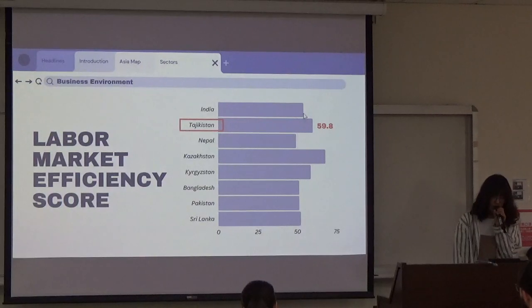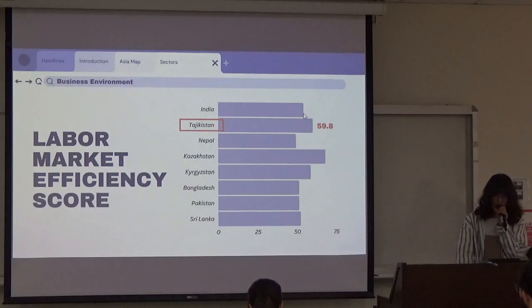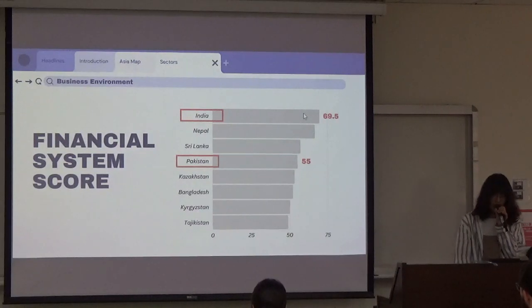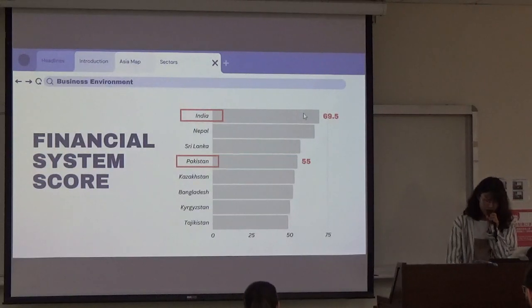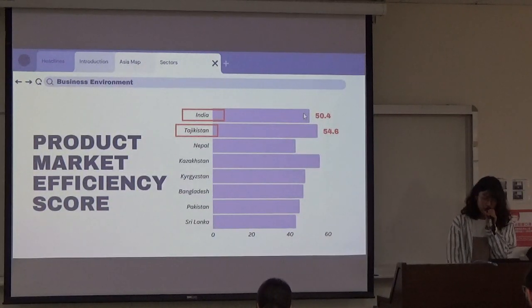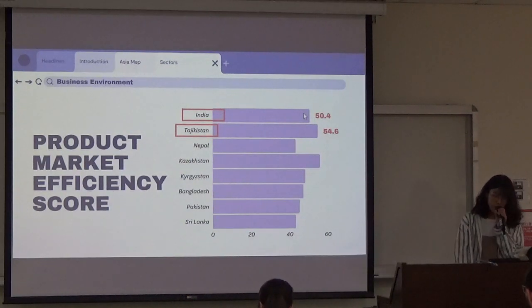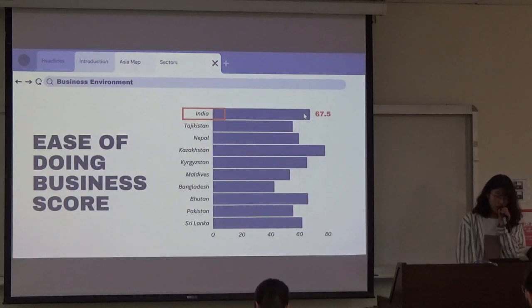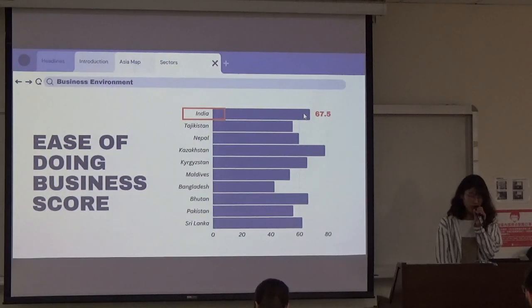For labor market efficiency score, please focus on Tajikistan at 59.8, which is above average. For financial system score, please focus on India at 69.5 and Pakistan at 55, both of which are above average. For product market efficiency score, India at 50.4 and Tajikistan at 54.6 are both above average. And last but not least, for the ease of doing business score, focus on India at 67.5.